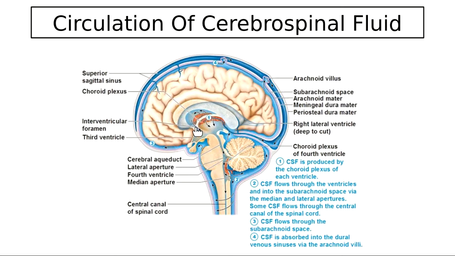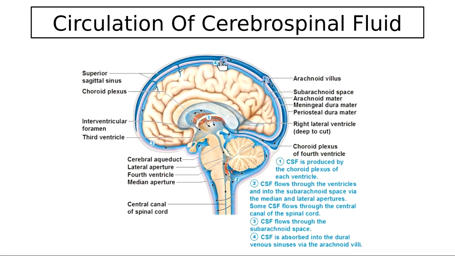Here's your interventricular foramen to your third ventricle, which has the choroid plexus, then the cerebral aqueduct to the fourth ventricle, which has four exits: two lateral, one median, and the central canal. It circulates around the spinal cord and around the brain. And it goes to the top here, number 4 there.